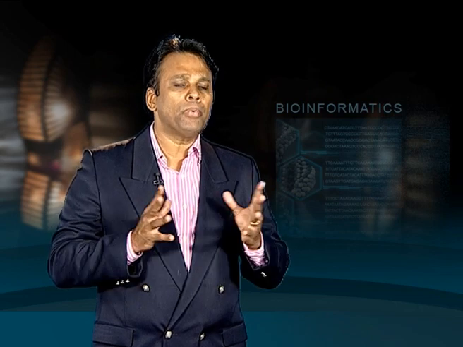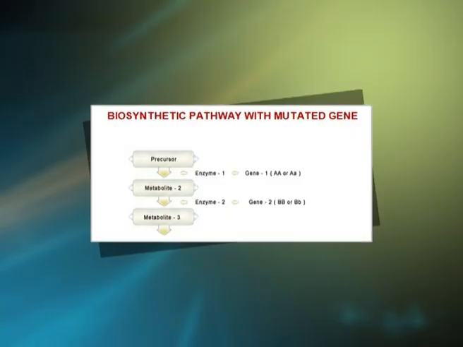As the gene capital C undergoes mutation, mutated gene small c could not produce enzyme 3. No production of further metabolites happens, and the result is albino. This is illustrated in the figure given on the screen.